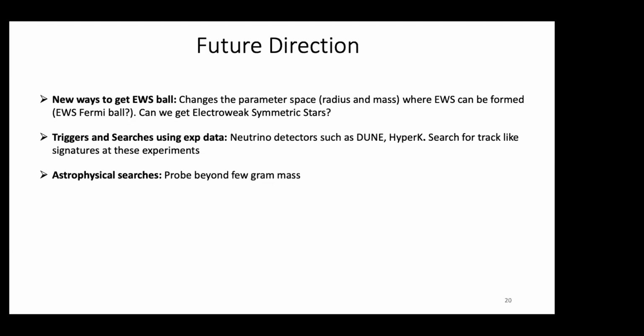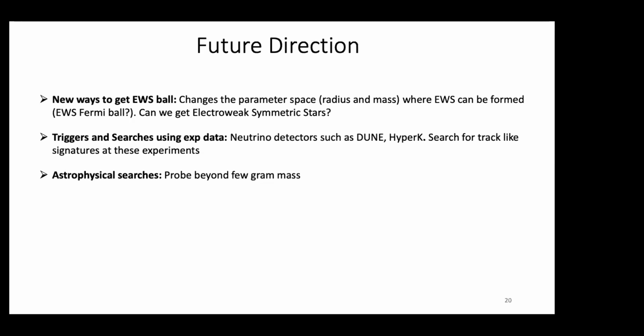The other direction is thinking about new ways of developing a trigger, or searches using the experimental data in other neutrino detectors such as DUNE or Hyper-K. The idea here is that I only talked about the electroweak symmetric case, but if you have partial electroweak restoration, the binding energy release will be of order MeV, so much smaller. IceCube cannot detect those kinds of energy, so you need other neutrino detectors such as DUNE or Hyper-K.